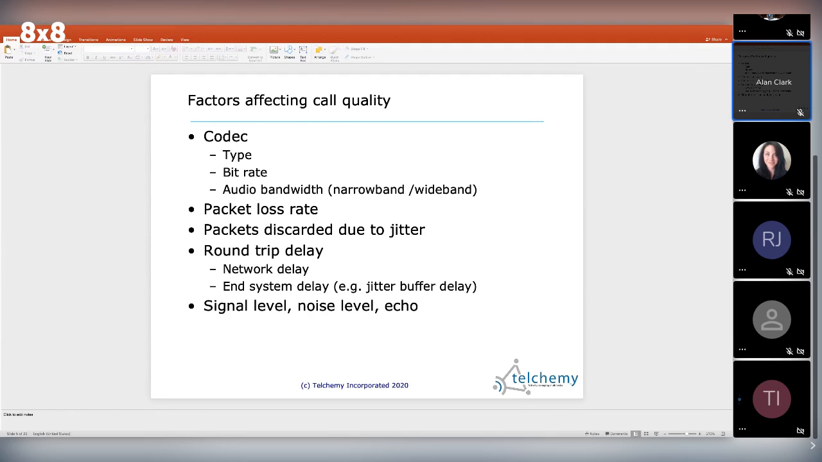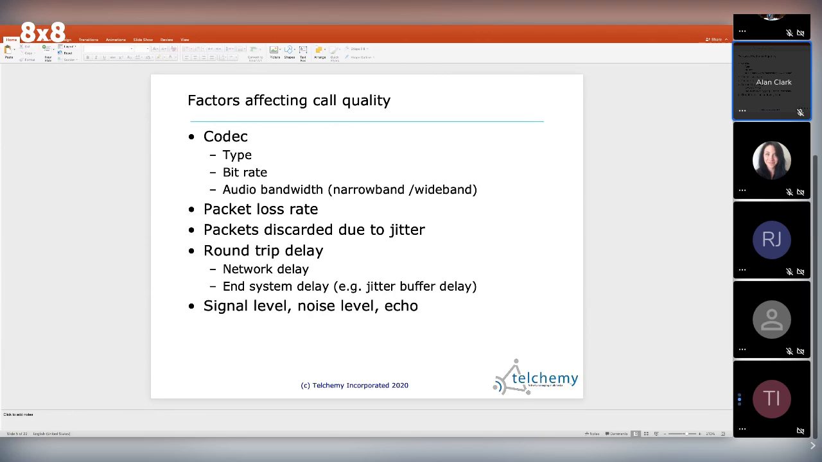Then round trip delay, which includes the network delay itself, but also the end system delay. And so the end system delay is the amount of time it would take from when a packet arrives at an endpoint, like an IP phone. It goes through the jitter buffer, which is intended to minimize discards, gets decoded and played out, and then the corresponding speech in the other direction would be encoded, packetized, and sent. And so that kind of loop time to go from the received packet coming in to when a corresponding packet would go back out again is referred to as the end system delay. And that can be quite important.